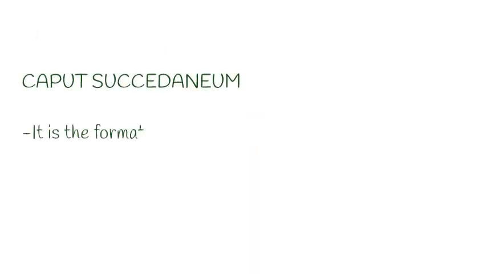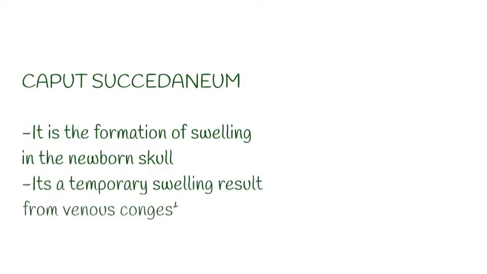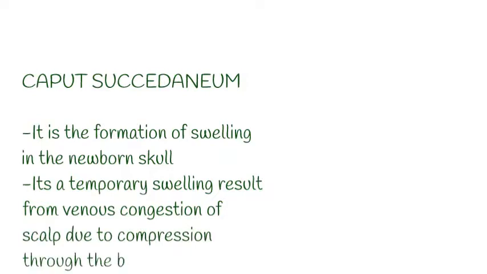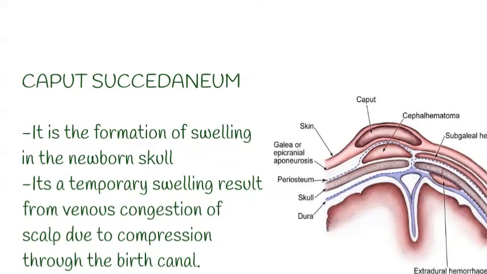Caput succedaneum is the formation of swelling in the newborn skull due to stagnation of fluid in the scalp layers. This is a temporary swelling since it results from the venous congestion of the scalp due to compression through the birth canal. The swelling of caput succedaneum is diffuse because it is not restricted to any particular bone. It disappears within 24 hours after delivery.